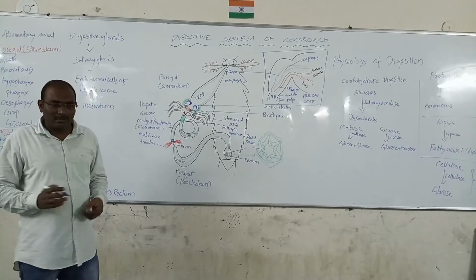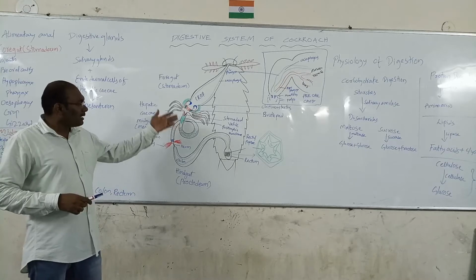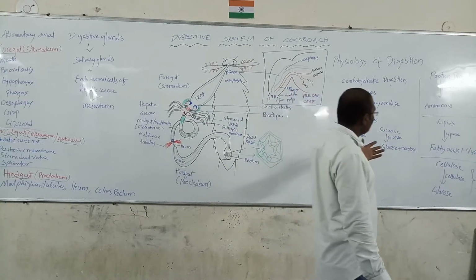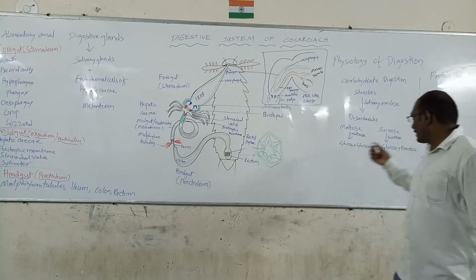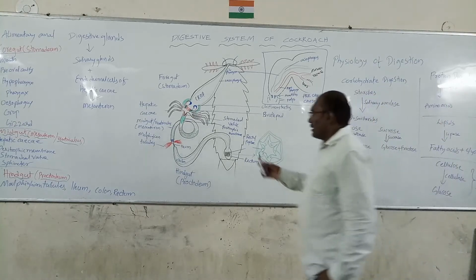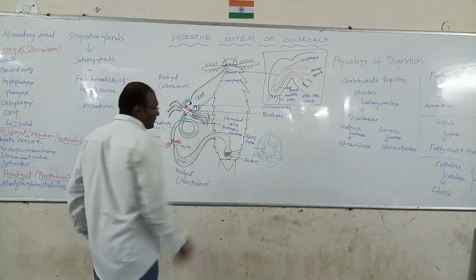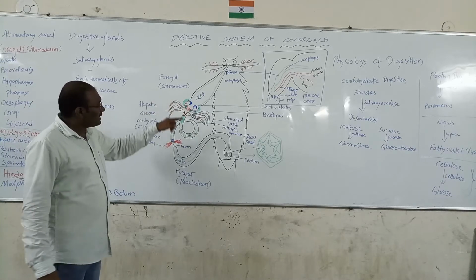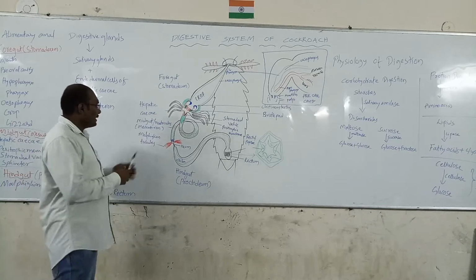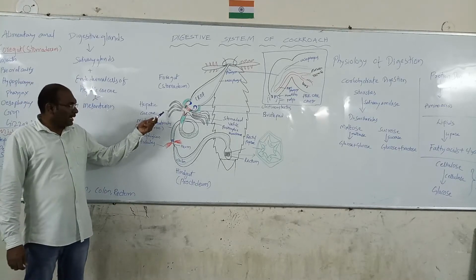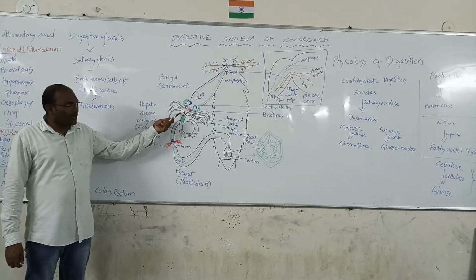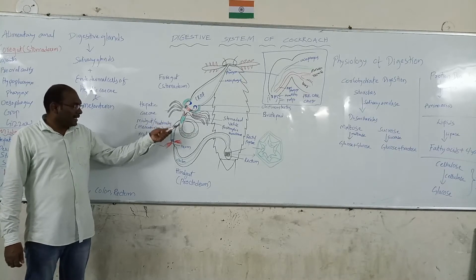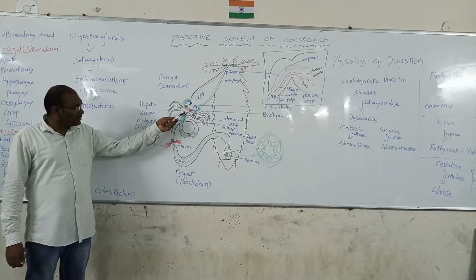It is a porous mesh-like membrane, so it is permeable to the digestive juices like maltase, sucrase, different types of enzymes. Okay, we will discuss about it in physiology of digestion. And after the gizzard, 6 to 8 finger like diverticula are called hepatic caeca. They are anterior secretory in function and posterior absorptive in function. As I said, this midgut is also anterior secretory and posterior absorptive in function.